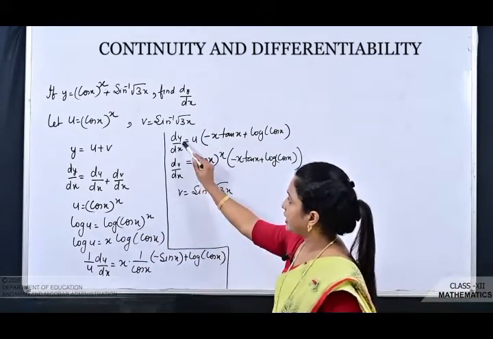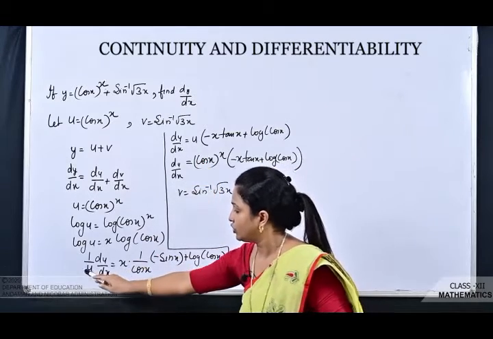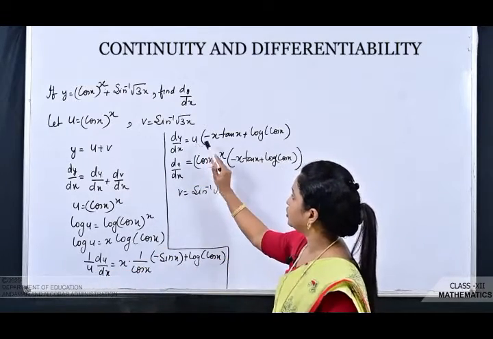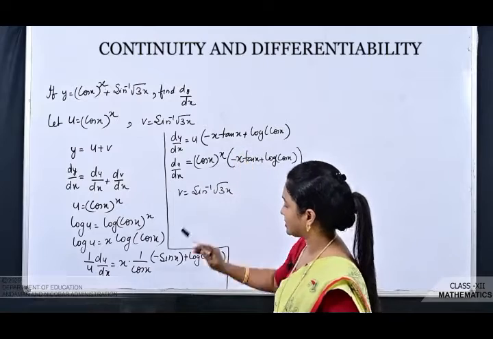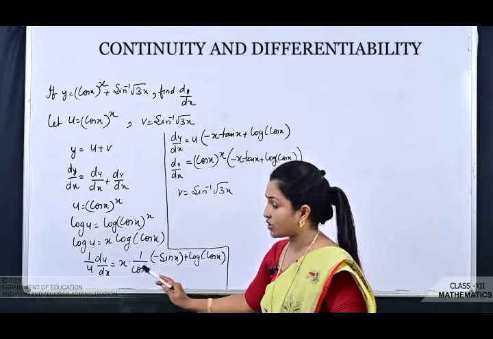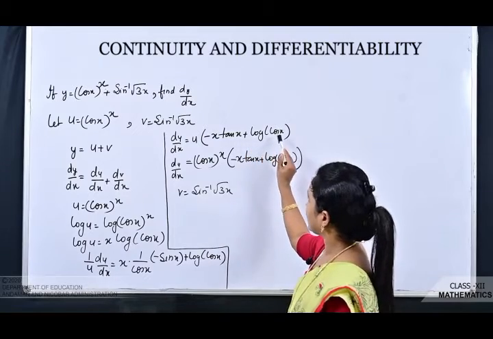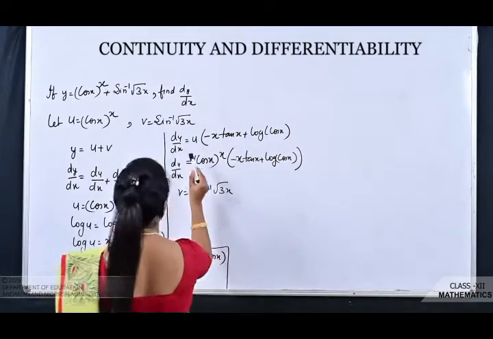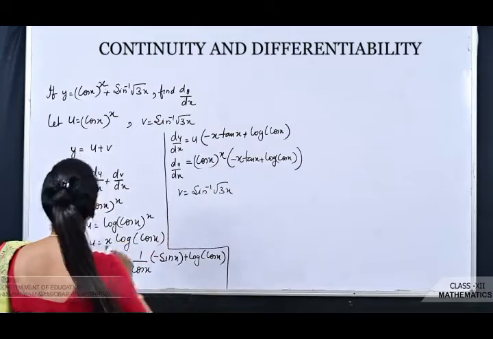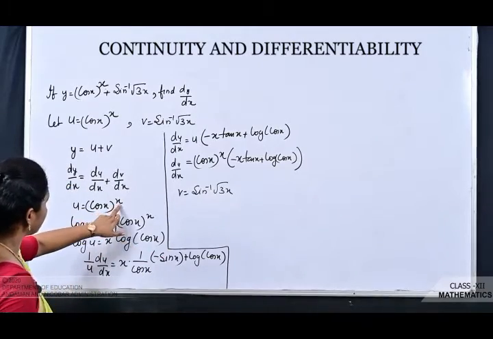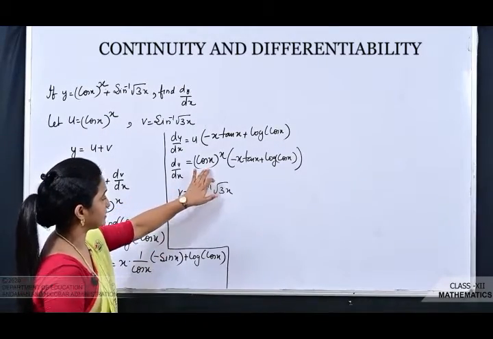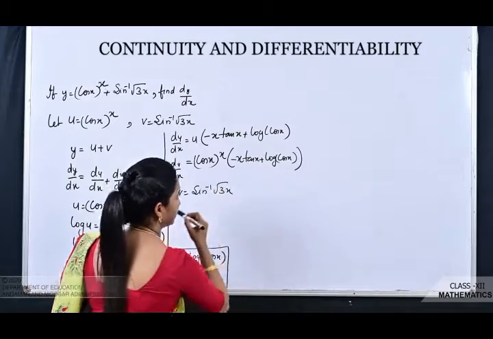plus log cos x, derivative of x will be 1 here, that's why I have not written it, correct? So finally du by dx is equal to, u you will take to the other side, u into minus x tan x, because sin x by cos x is your tan x, plus log cos x. Now you will replace u by cos x power x, and the rest you will write down as it is.